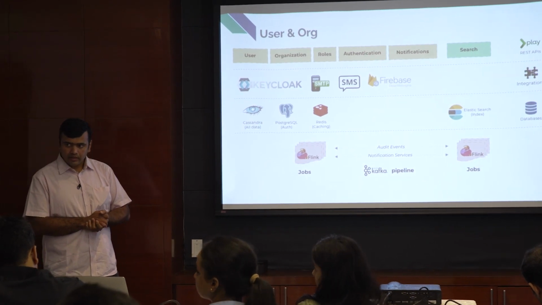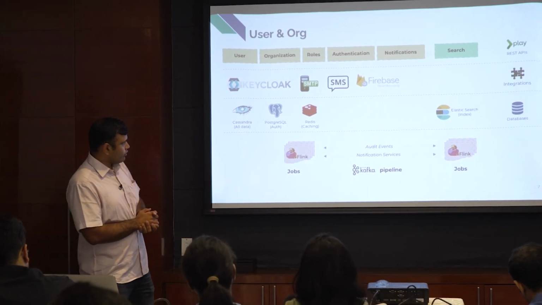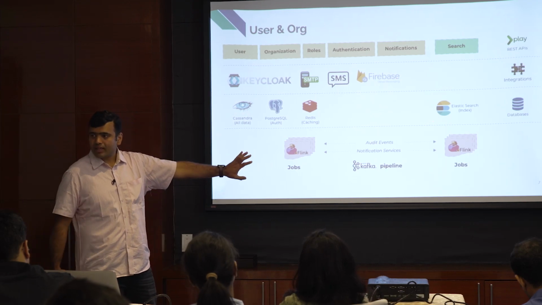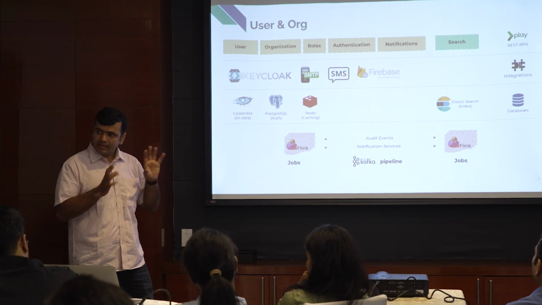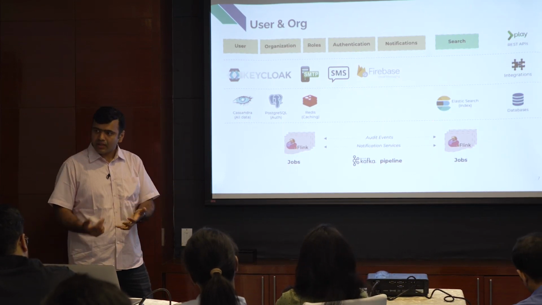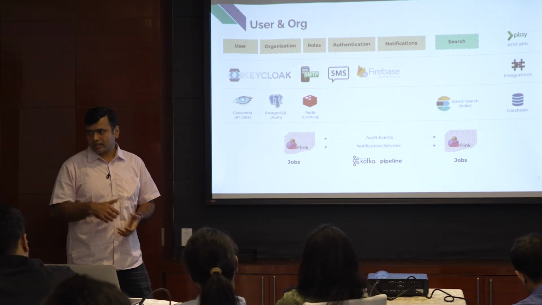So what is Flink doing? So Flink, we have an async notification service. If you want to send bulk emails and all that, there is an async service that writes events into Kafka, and there's a notification service which will send the notifications out.